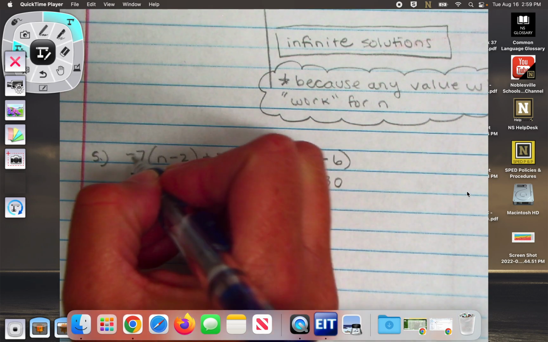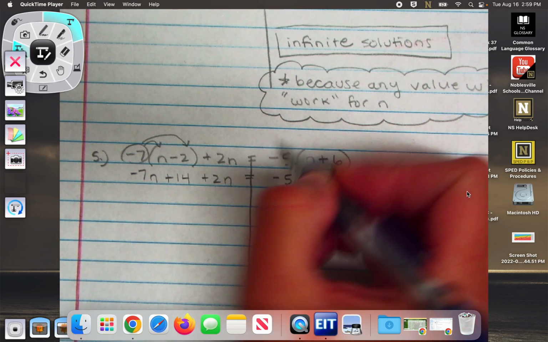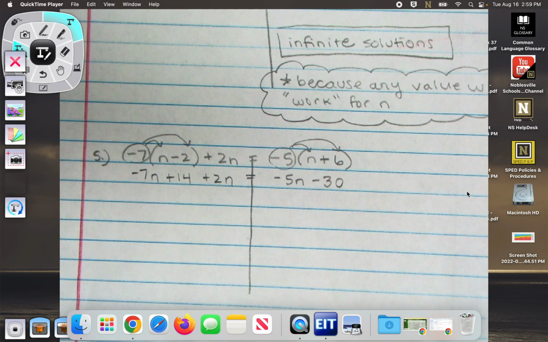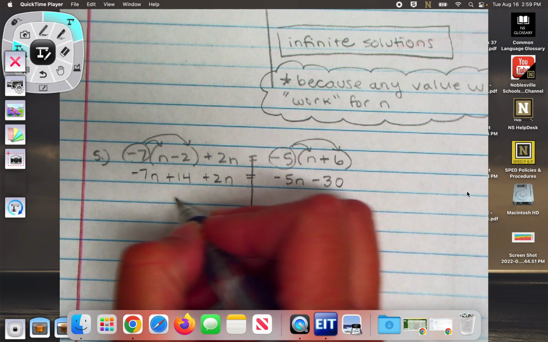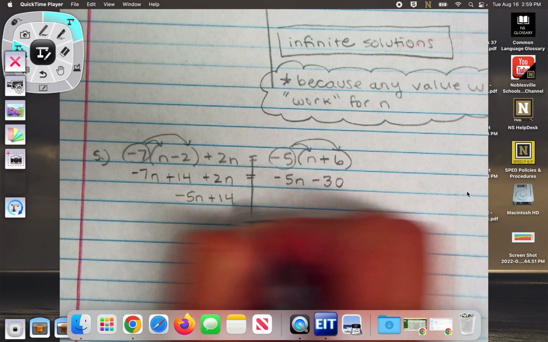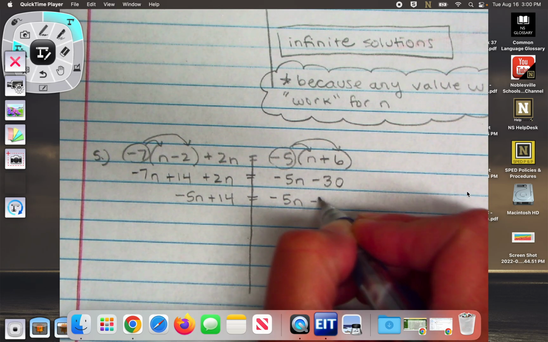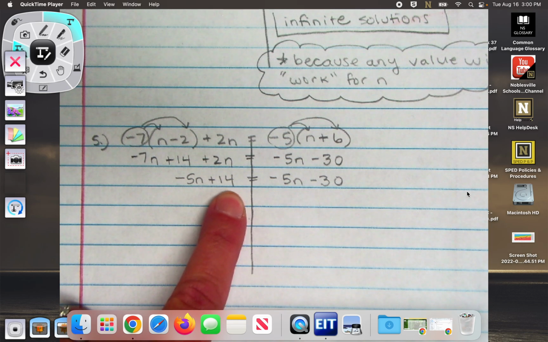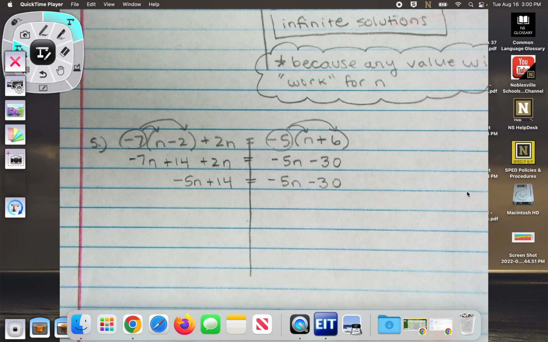So after I distribute, I get -7n plus 14 plus 2n equals -5n plus minus 30. And then when I combine my like terms here, I get -5n plus 14 equals -5n minus 30. Some of you may already see that it's no solution because -5 times a number plus 14 will never equal -5 times that same number minus 30. But if you don't see it yet, you can keep working through the problem.